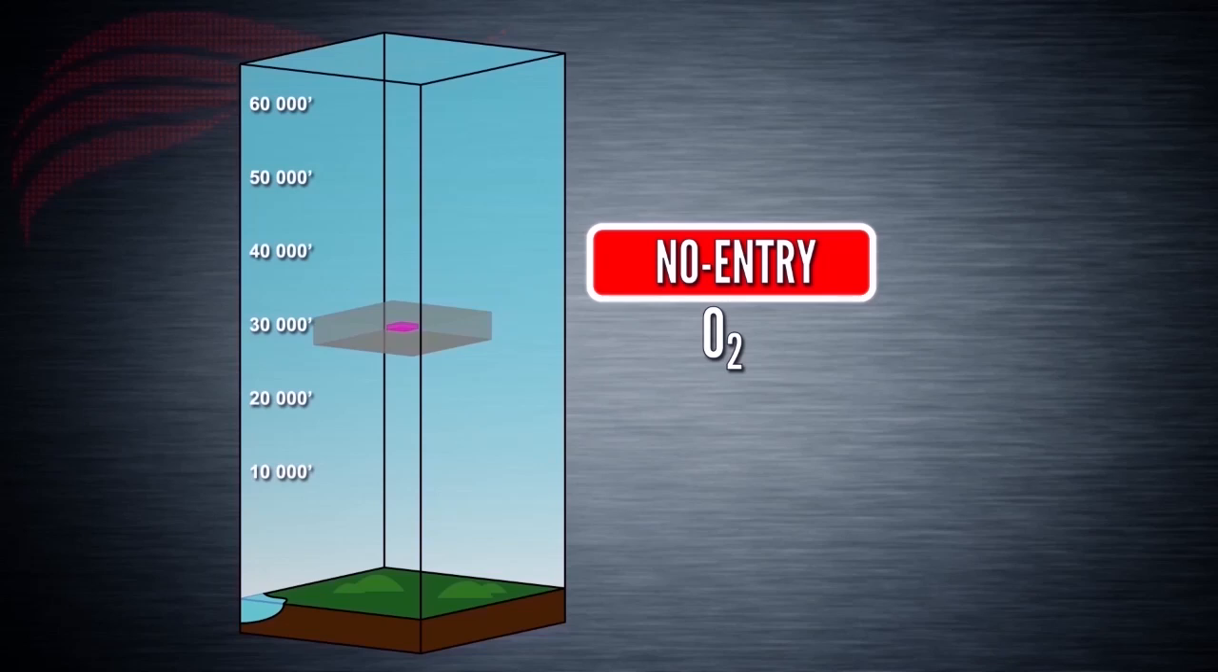hypoxia. Let's perform a similar analysis with the total air pressure at sea level of 1,013.25 hectopascals, as opposed to 265 hectopascals at flight level 330. If we convert both values to psi, or pounds per square inch, at sea level, the pressure is 14.7 psi, as opposed to 3.84 psi at flight level 330.